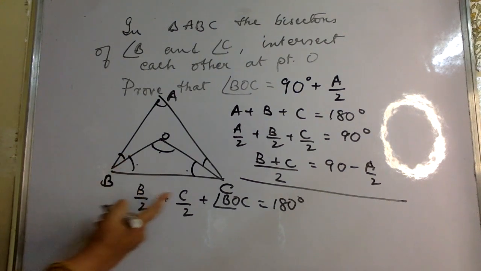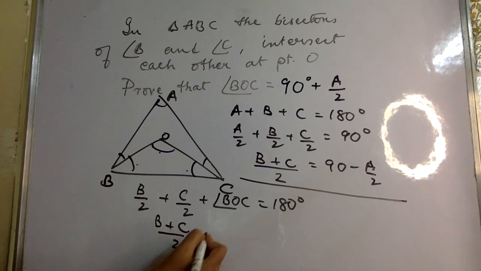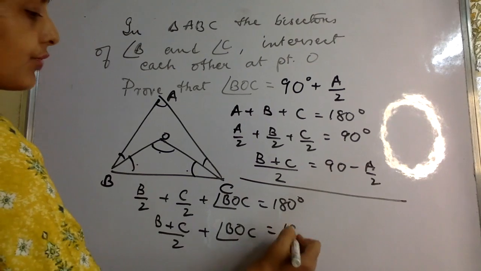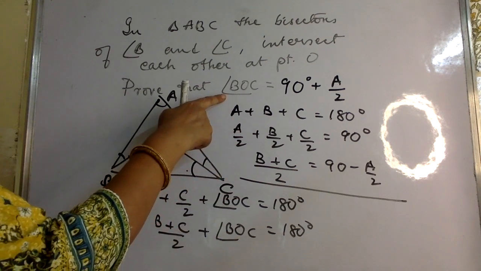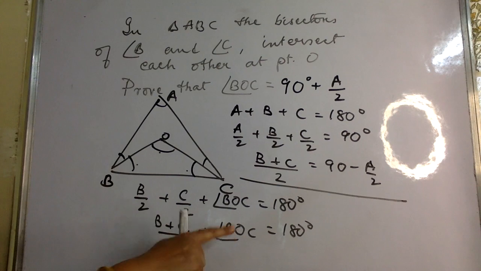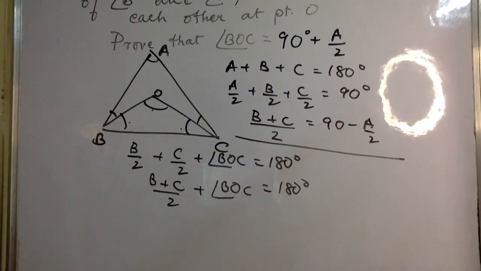Now here what do you see? I can see B plus C by 2 again, plus angle BOC is 180 degrees. Now note one thing, that there is a BOC here, and there is a BOC here. So we need this BOC. So see to it that you are not replacing this BOC by anything. You should keep this BOC intact because we need it in our final statement.